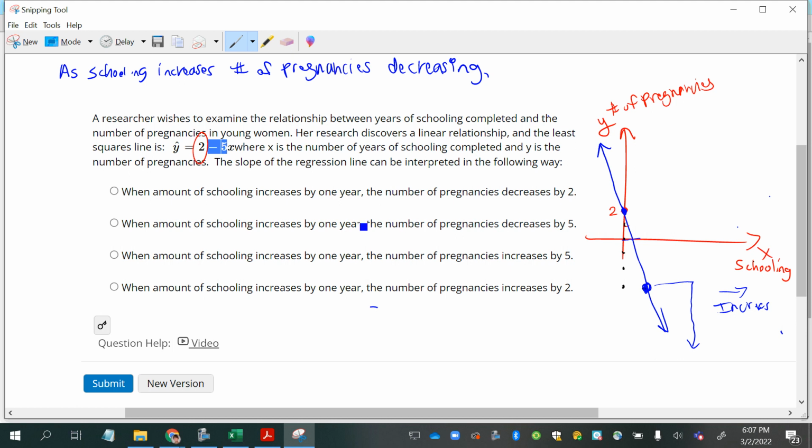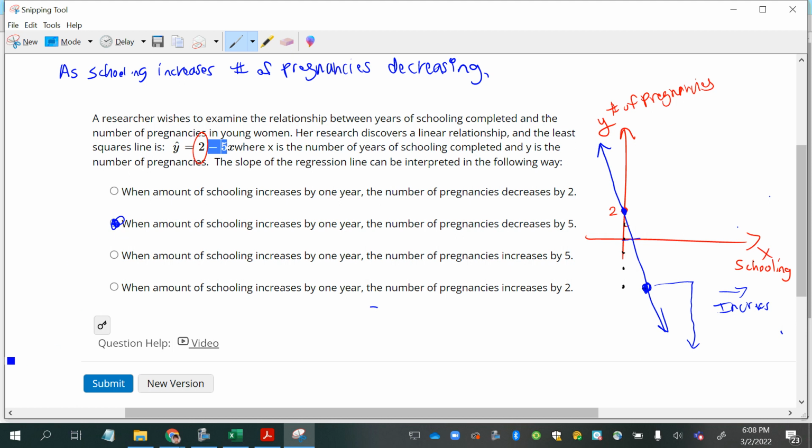No, that would be a -1/2. When the amount of schooling increases by 1 year, the number of pregnancies decreases by 5. Yes, that's the one. That's the one we just saw was happening.